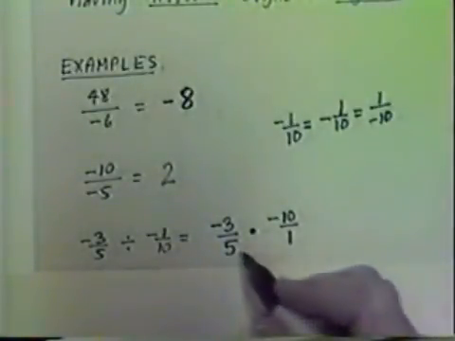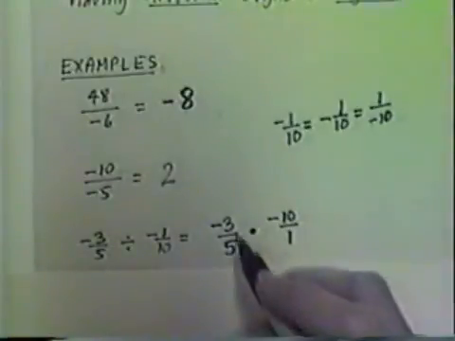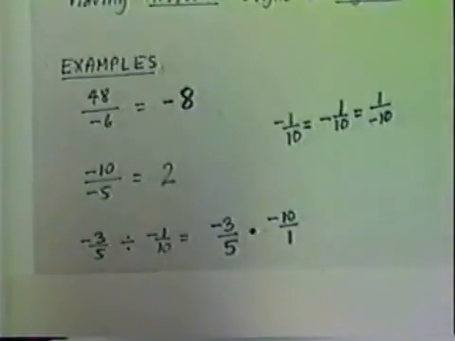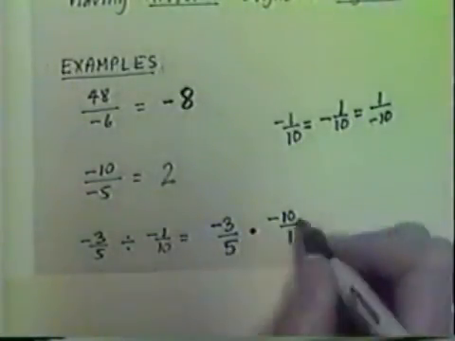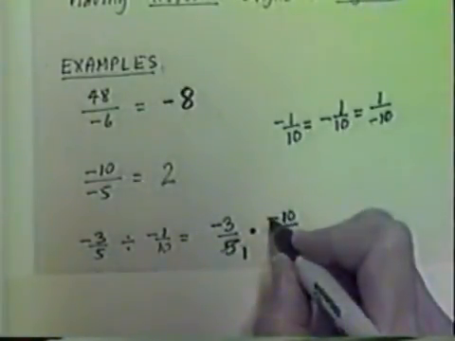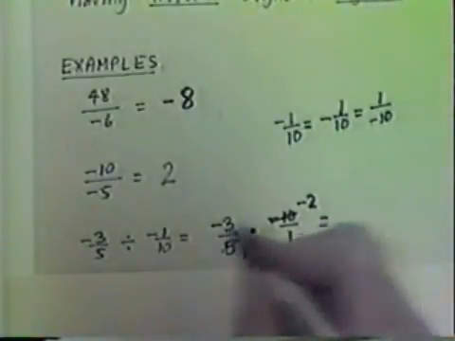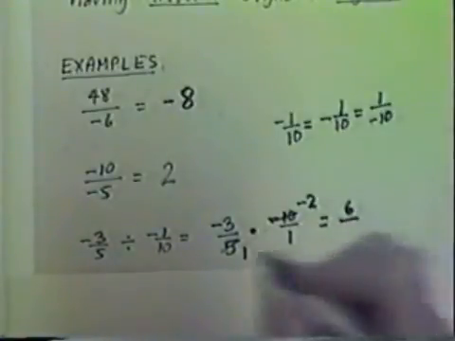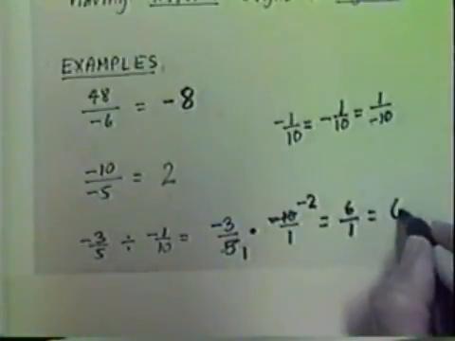Well, having done that, then let's do our multiplication and finish the problem. We're multiplying. In multiplication, we can reduce before we multiply, that is, we can cancel. And the canceling that can be done here is with the 5 and the 10. 5 goes into 5 one time, 5 into negative 10 negative 2 times. And that gives me negative 3 times negative 2, which is positive 6, over 1 times 1, which is 1, and 6 over 1 is 6.